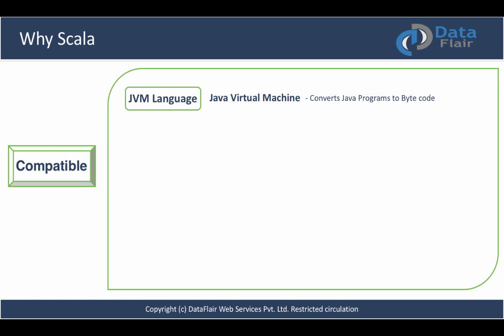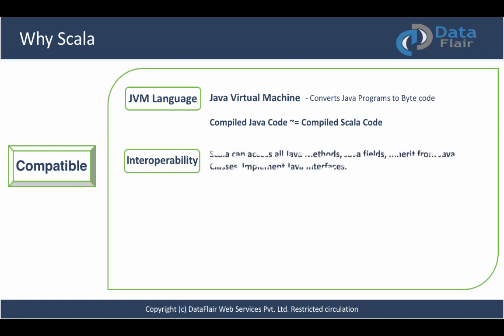Simple, isn't it? And welcome Scala on JVM. Scala is a language which runs on JVM and compiles to JVM bytecode. So, you won't be seeing much difference between compiled Java or Scala code. Scala is designed to interoperate with Java seamlessly, and you can access all Java methods, Java's fields, inherit from Java classes, implement Java's interfaces, and everything will work smoothly.